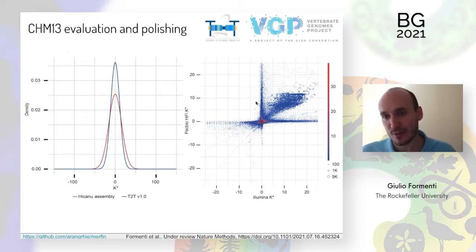And here you can see, for instance, that in one of the earlier versions of the assembly, which was not yet complete, there are some k-mers that show here in the upper right quadrant, meaning that they are actually underrepresented and missing from the assembly.